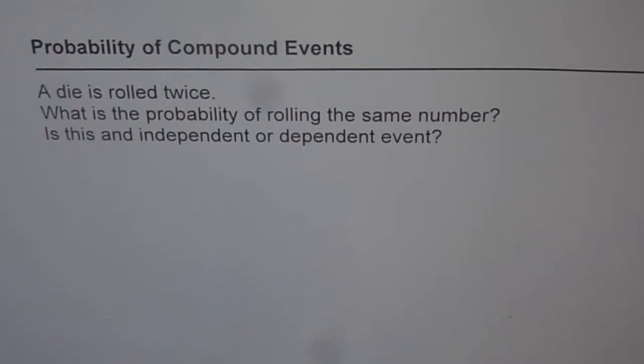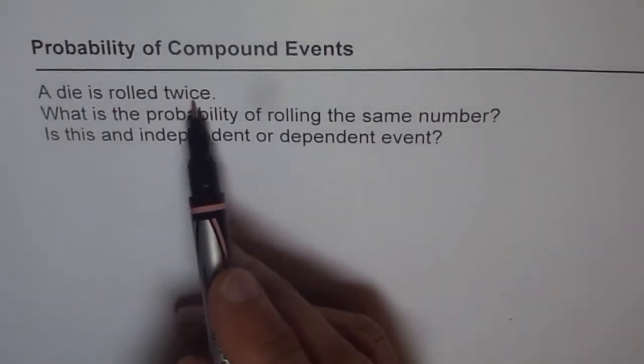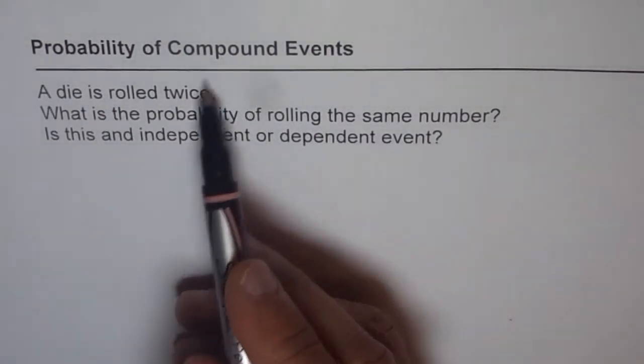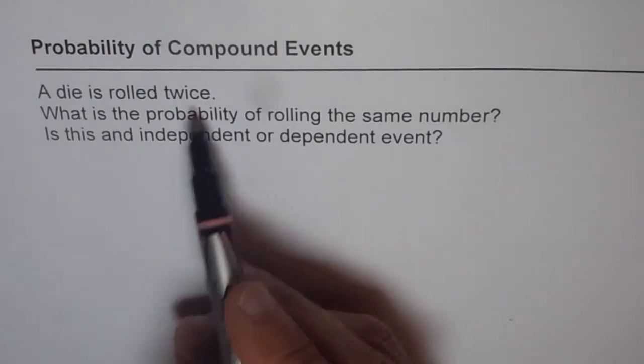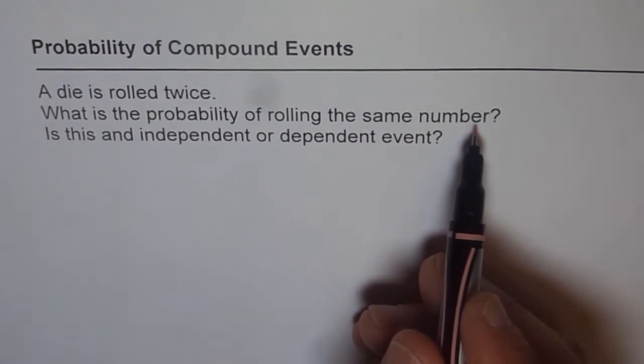Probability of compound events. When we talk about compound events, we are talking about more than one event, right? So those are compound events. And if we are talking about only one event at a time, then it is called a simple event. Now the question here is, a die is rolled twice. Since it is rolled twice, two times, it's a compound event, okay? What is the probability of rolling the same number?